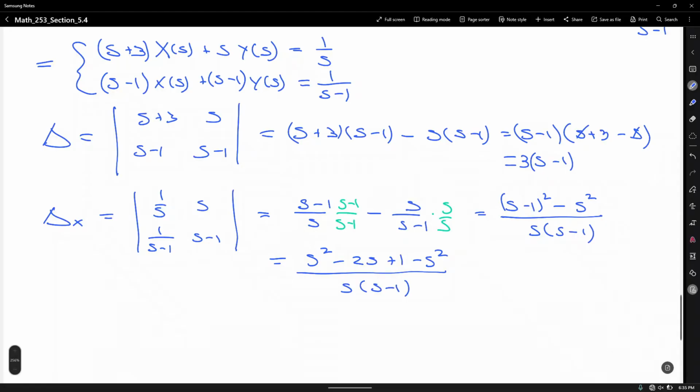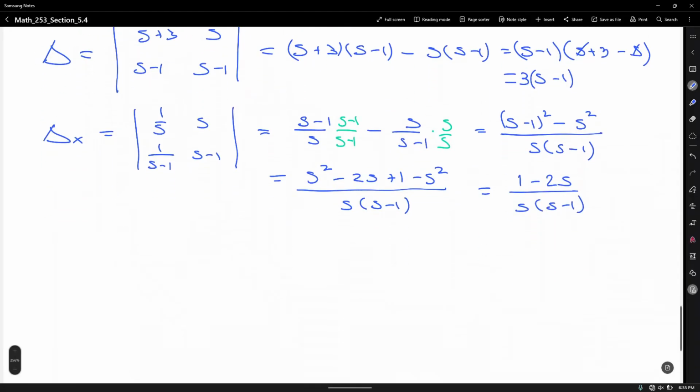Which reduces to 1 minus 2s over s times (s minus 1). And guess what, guys? You would need to use partial fraction decomposition for this. Well, no, not yet, not at this point. Let me at least set up x of s, just give me a couple minutes. That is delta x over delta. And then I'll let you do the other one, okay?